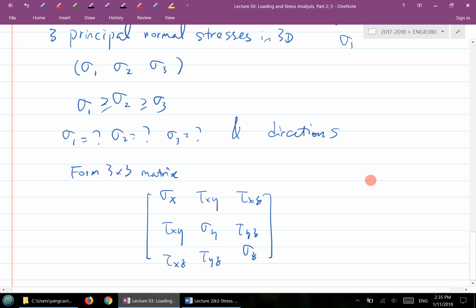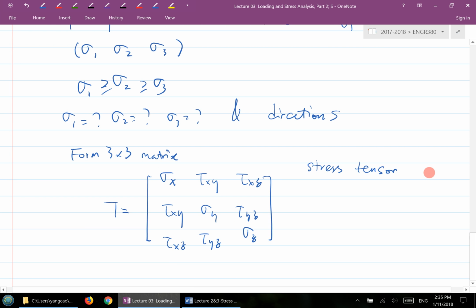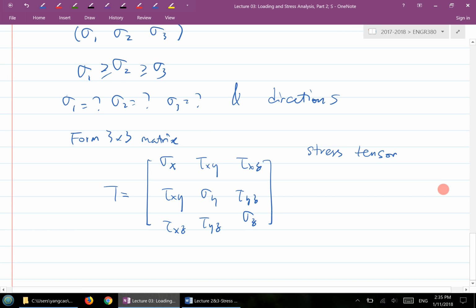Okay, you form a 3x3 matrix, and the terminology for this matrix is called the stress tensor, but it's okay if you don't remember that. Typically, if you are learning mechanics of materials 2, this is something that you will come across again. In dynamics, I'm not sure if there's also a similar matrix called what? The inertia tensor.